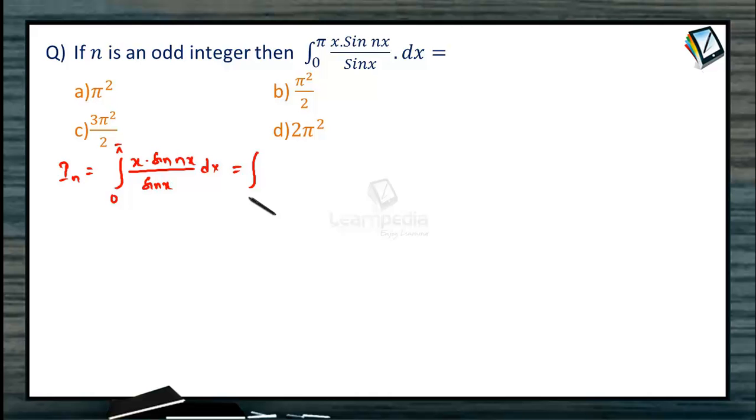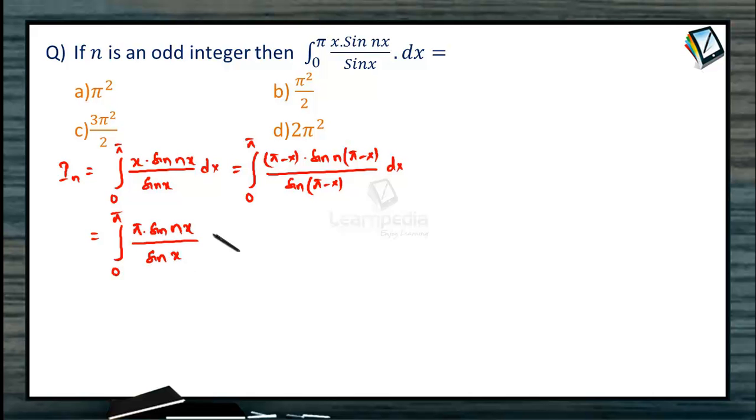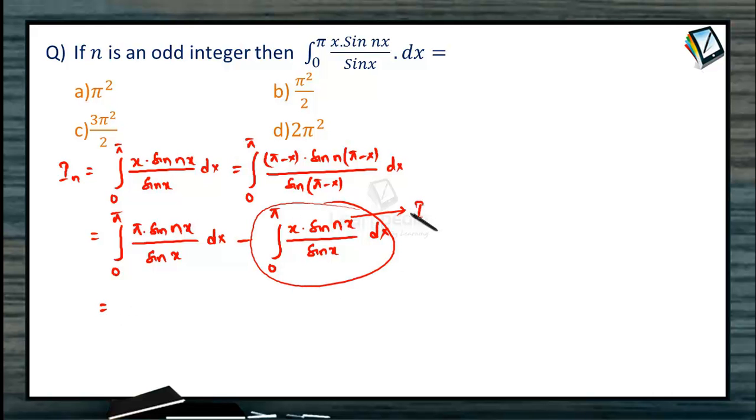Now this integral can be re-expressed as integral 0 to pi of (pi minus x) times sine n times (pi minus x) by sine of (pi minus x) dx, which is integral 0 to pi. Let's split with the first function pi. Then it is pi times sine nx by sine x dx minus integral 0 to pi with the second part, it is x times sine nx by sine x dx. Now if you observe, the second part is back to I again.